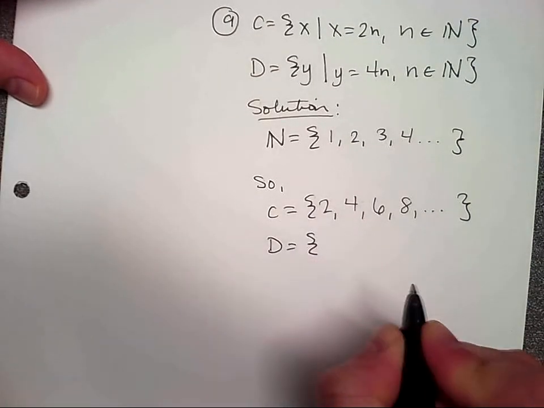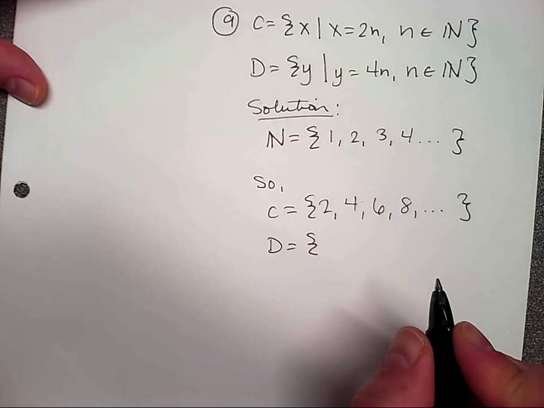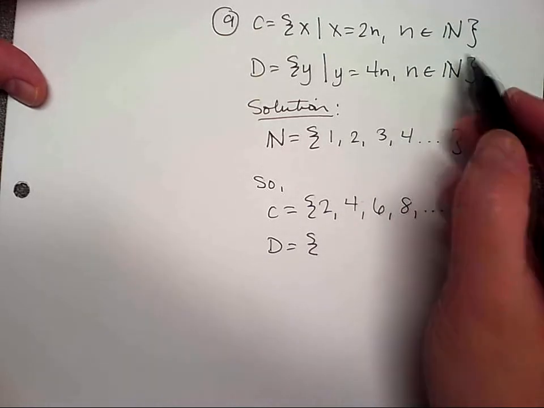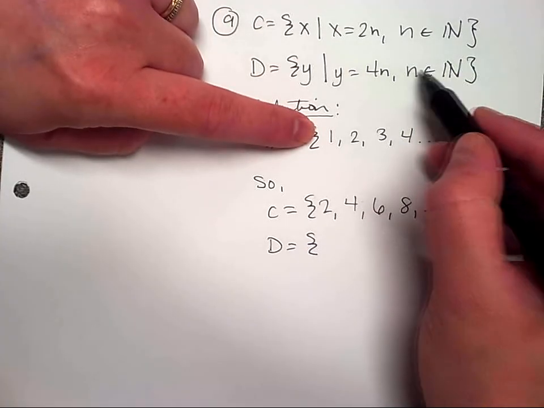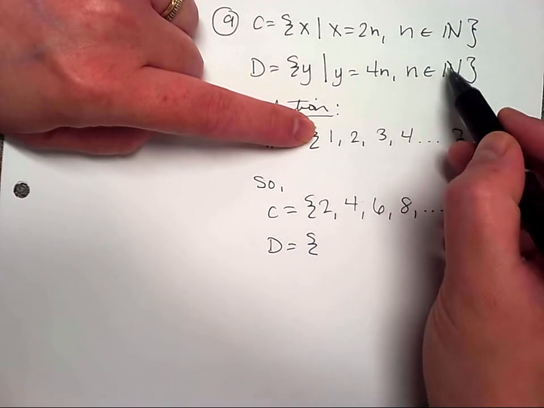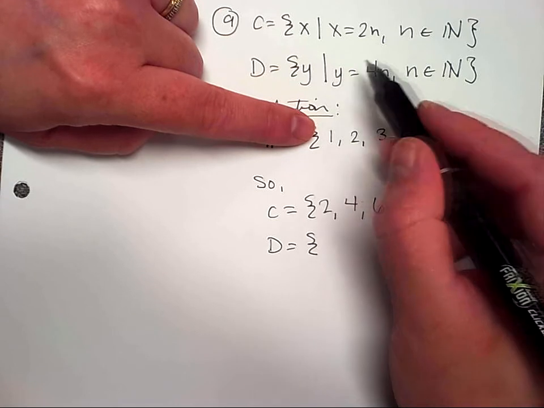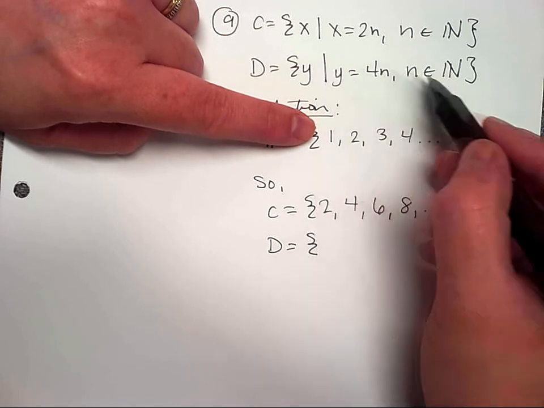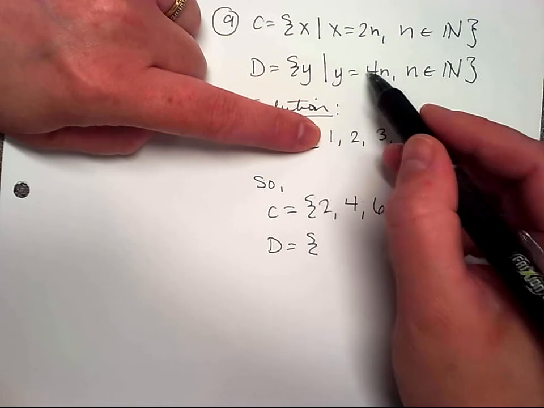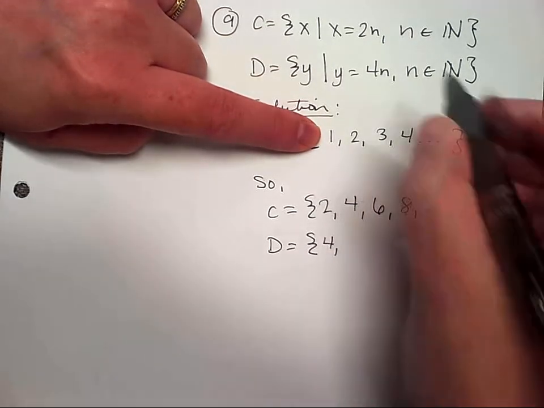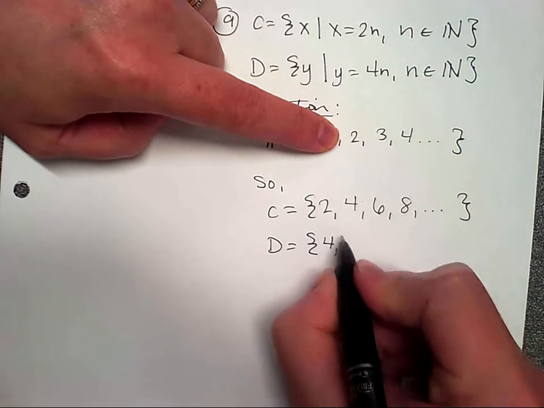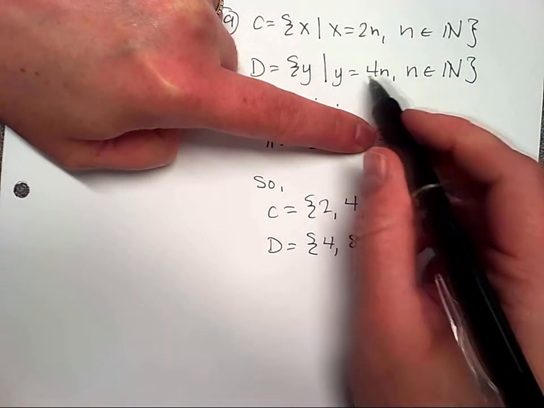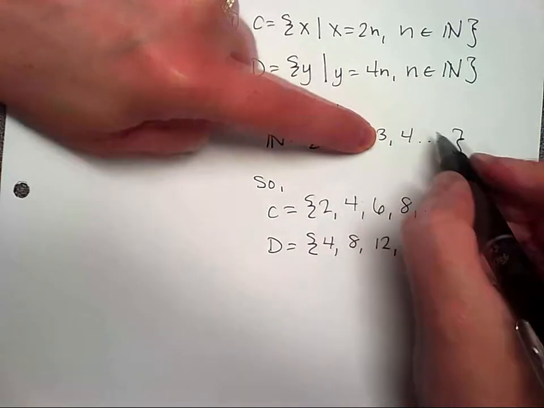Can you guys do D by yourself? So D, I'm going from the natural numbers, right, because n is in the natural numbers, and I'm plugging into this formula to see what my elements look like. So these are the natural numbers. I plug 1 in. 1 times 4 is 4. 4 is in D. I plug 2 in. 2 times 4 is 8, so 8 is in D. 3 is a natural number. I plug that in. 3 times 4 is 12, so 12 is in D.